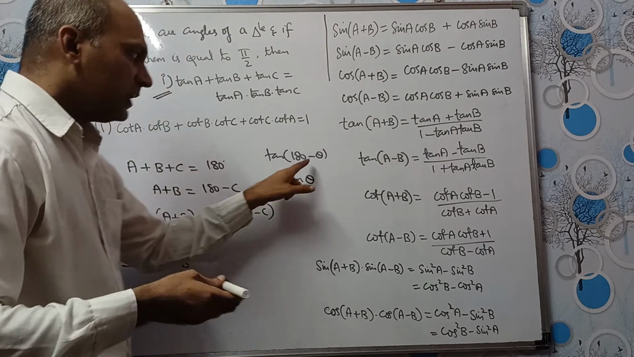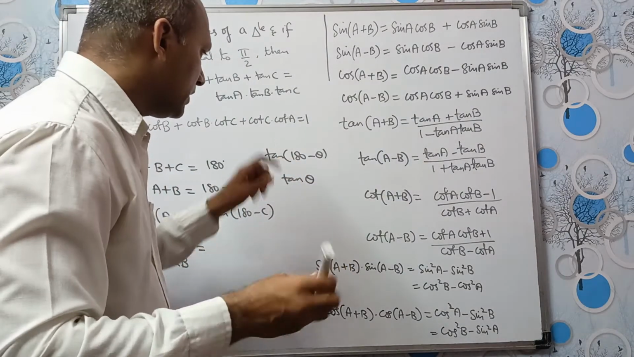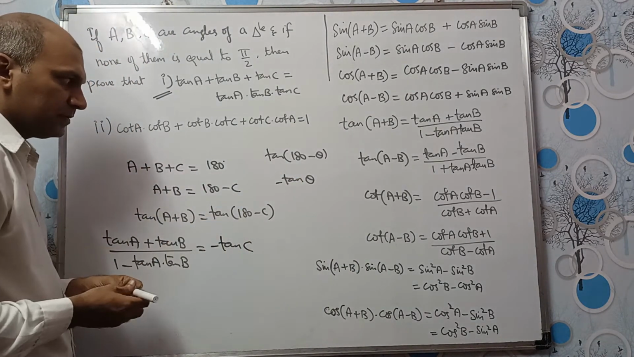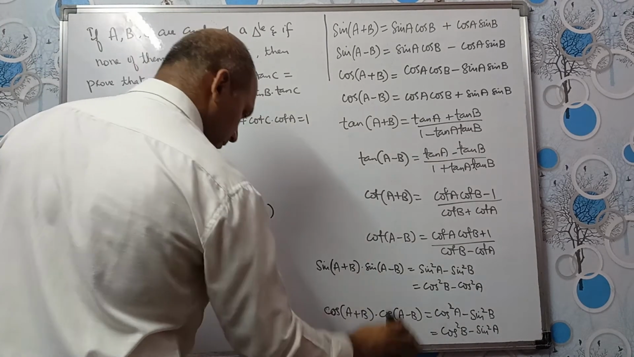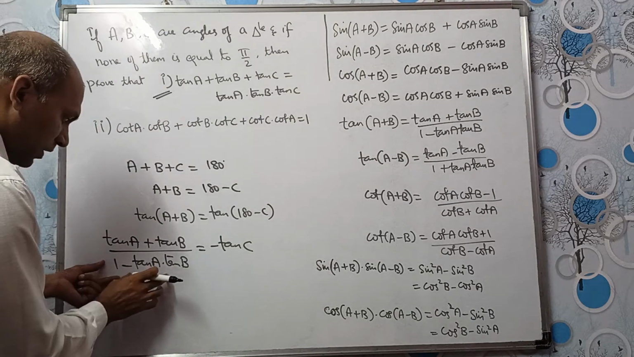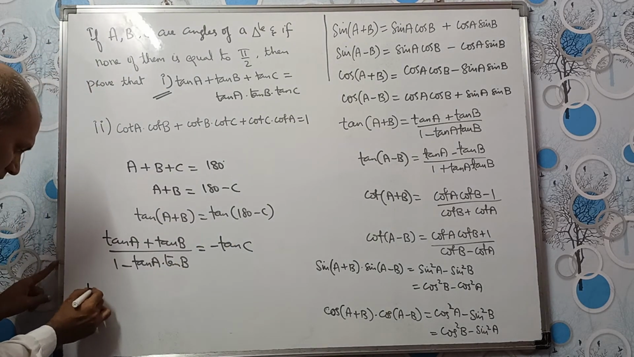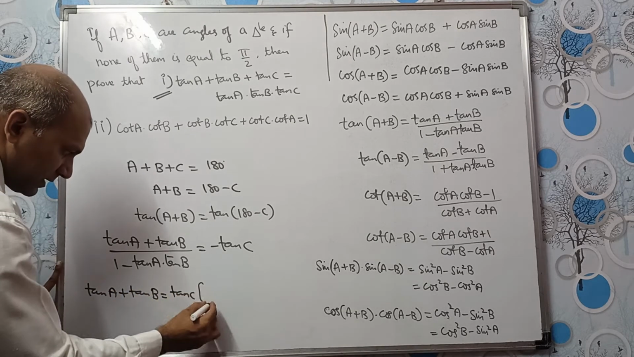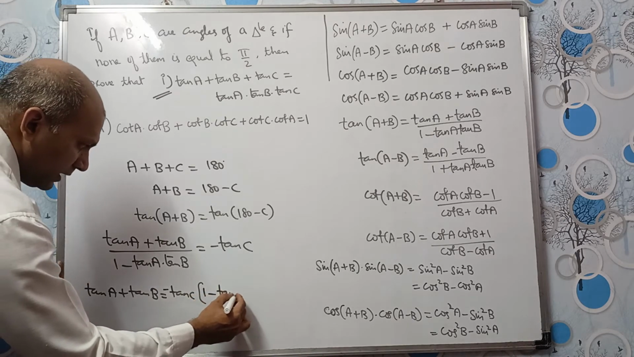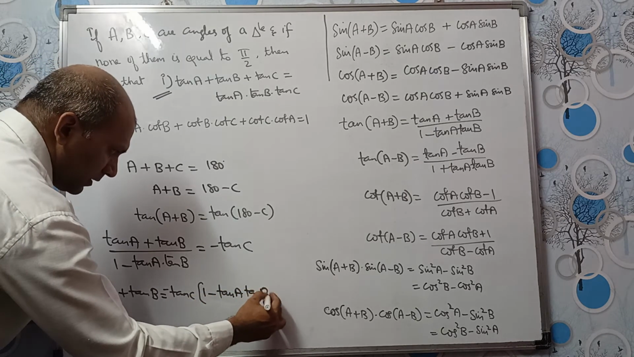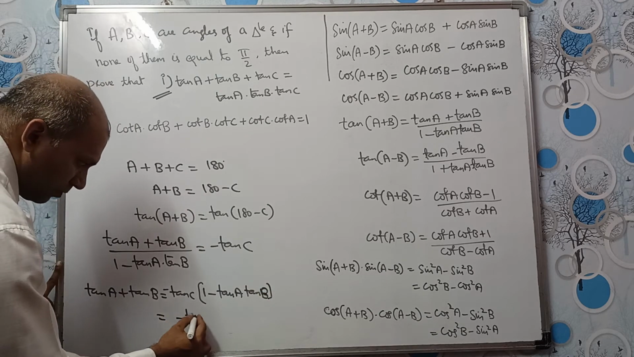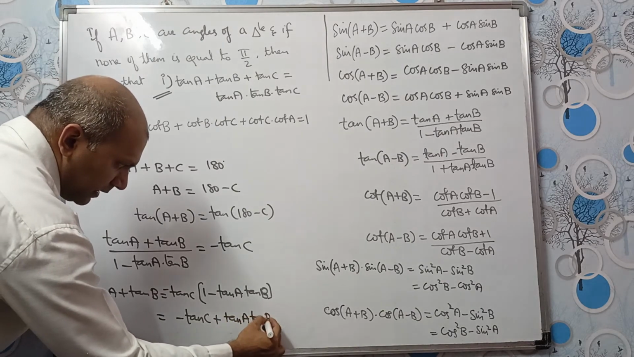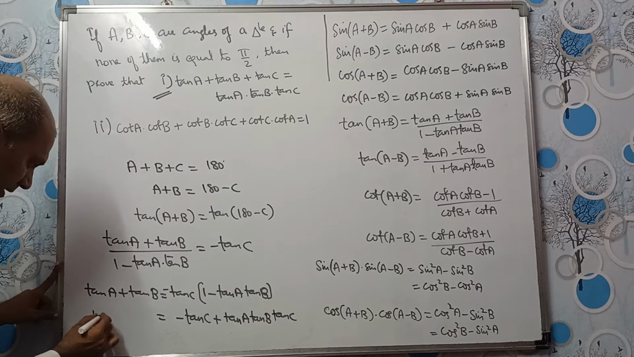But what about the sign? 180 minus θ lies in the second quadrant. So in the second quadrant tan is negative, so we'll have minus tan θ. In the same way we'll have minus tan C here. Now if you send this 1 minus tan A tan B on the other side, we will have tan A plus tan B is equal to minus tan C multiplied by 1 minus tan A tan B. So if you multiply, this will be minus tan C plus tan A tan B tan C.